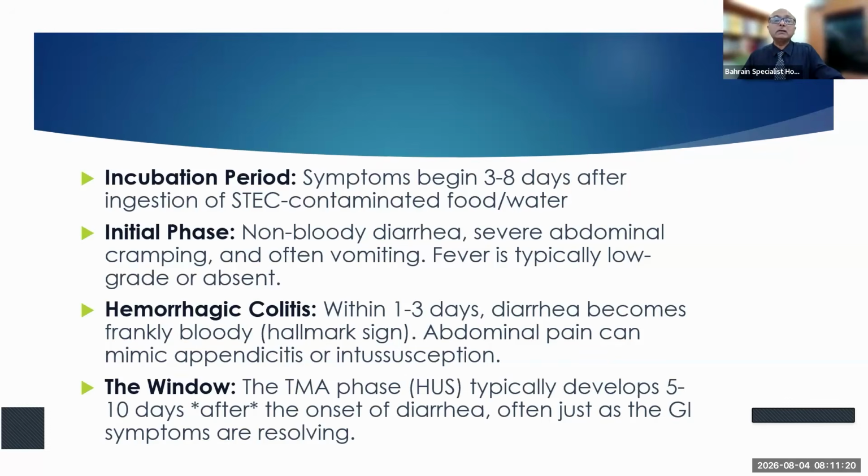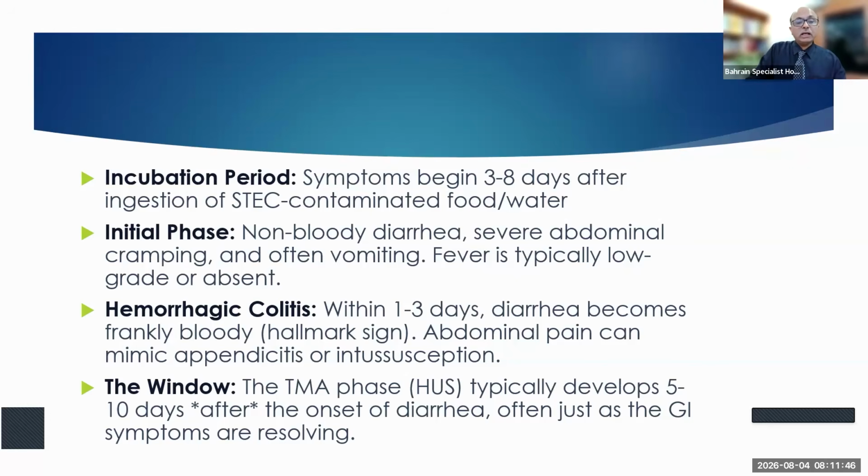Incubation period: symptoms begin 3 to 8 days after ingestion of Shiga toxin producing E. coli, contaminated food or water. In the initial phase, there is no bloody diarrhea yet. There will be severe abdominal cramps, often associated with vomiting. Fever will be there, but mostly low grade or absent.